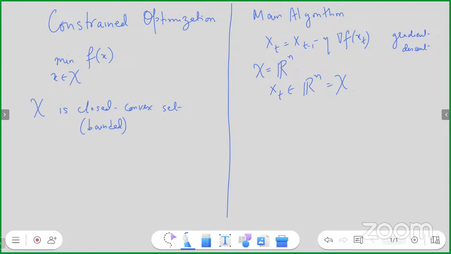Do people follow what he said? He's just saying repeatedly, keep projecting back. So wherever your gradient descent takes you, let it take you wherever. And from that point, come back to the feasible set. And you keep doing this. We'll draw pictures. Don't worry.